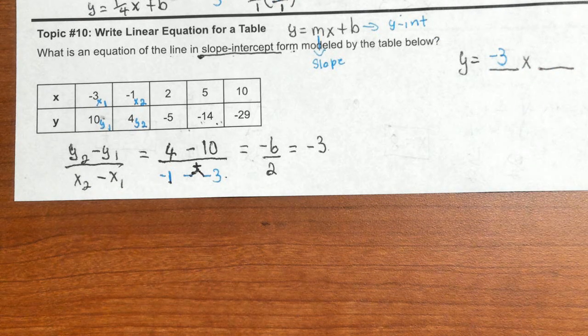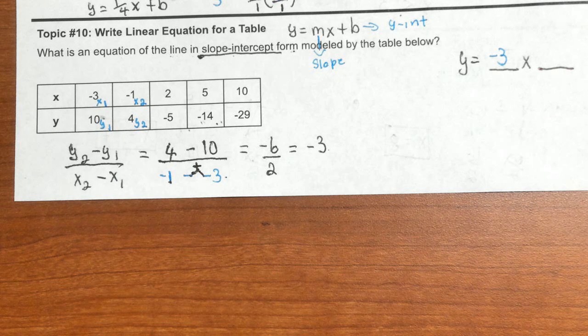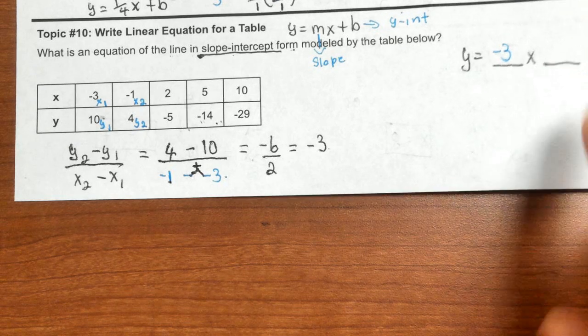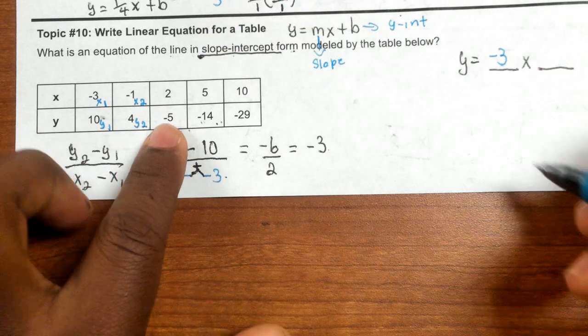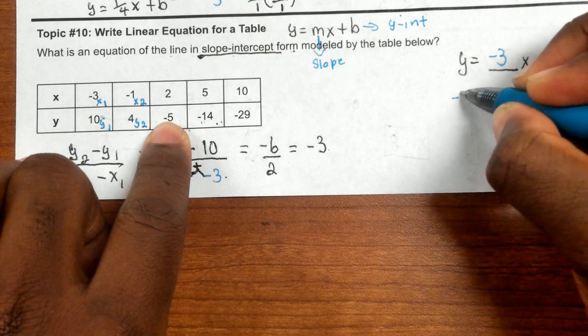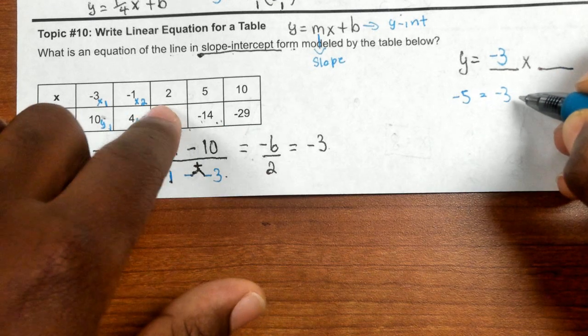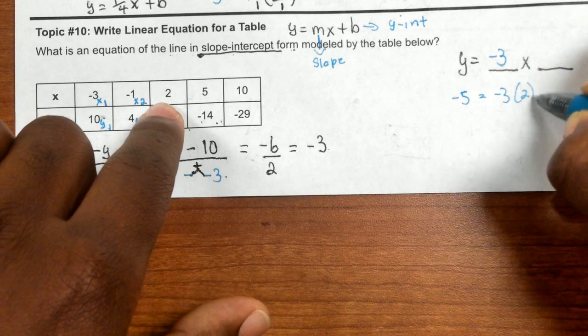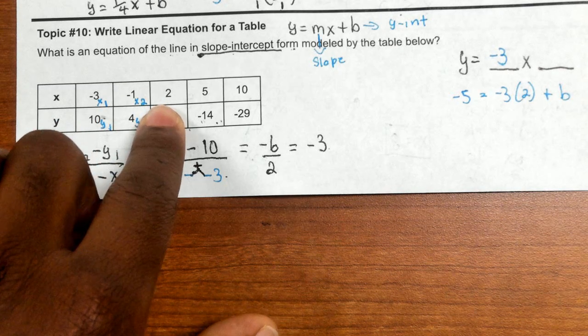I put my slope as -3. Then all I'm going to do now is pick any point from the table and plug it into my equation so I can find what my b would be. Let's pick this one. I'm going to plug -5 in for my y, equal -3, and replace the x with 2, to find out what this missing value is.